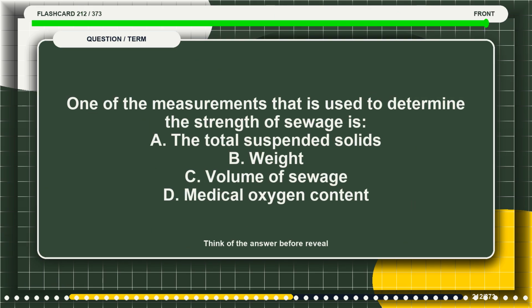Flashcard 212. One of the measurements that is used to determine the strength of sewage is A. The total suspended solids. B. Weight. C. Volume of sewage. D. Dissolved oxygen content. Think of the answer before the reveal.